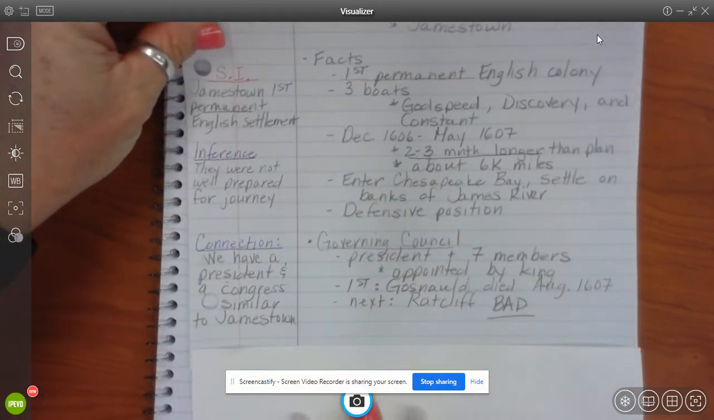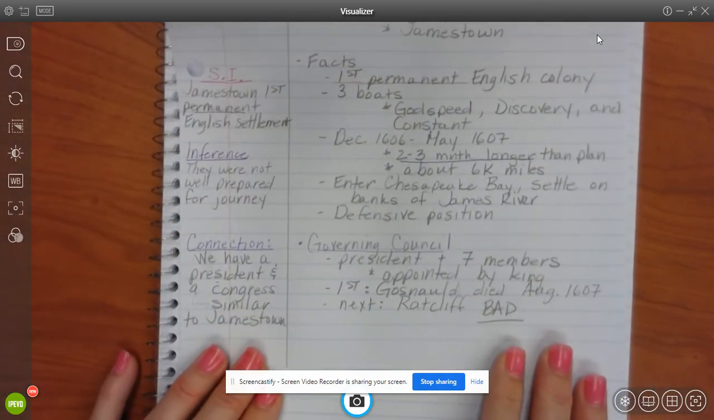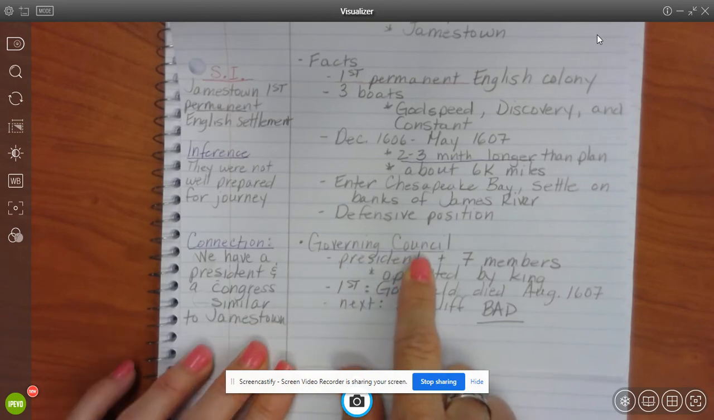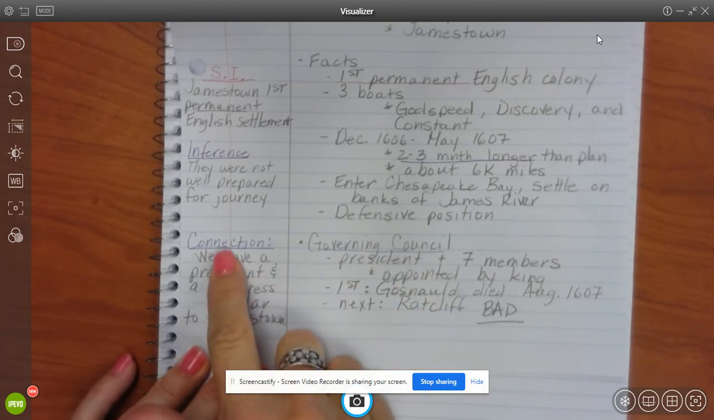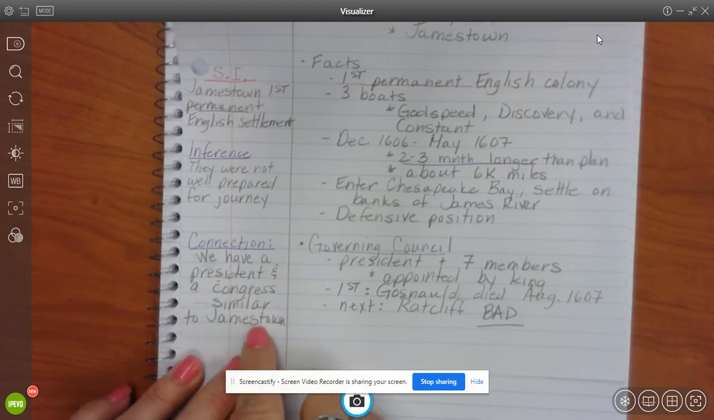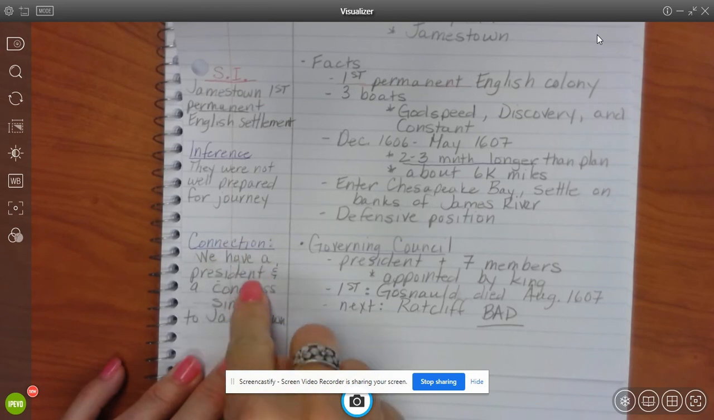Then finally, I have a connection that I did, and connections are in blue. My connection I'm making is to the governing council. And my connection in blue is we have a president and a Congress similar to Jamestown. So I'm connecting this to our modern day. So this gives you a couple of examples of how you would do note interactions.